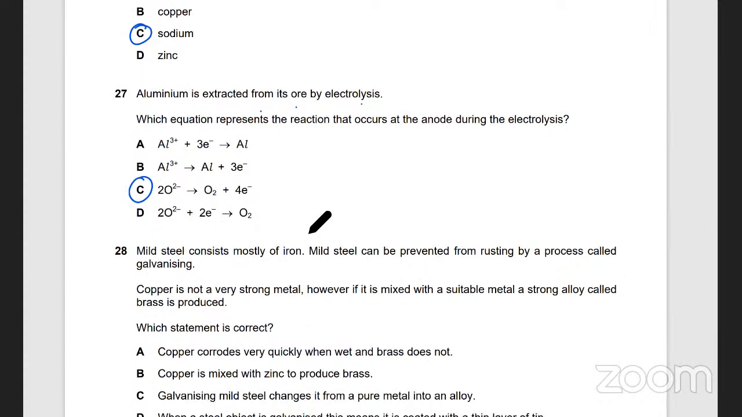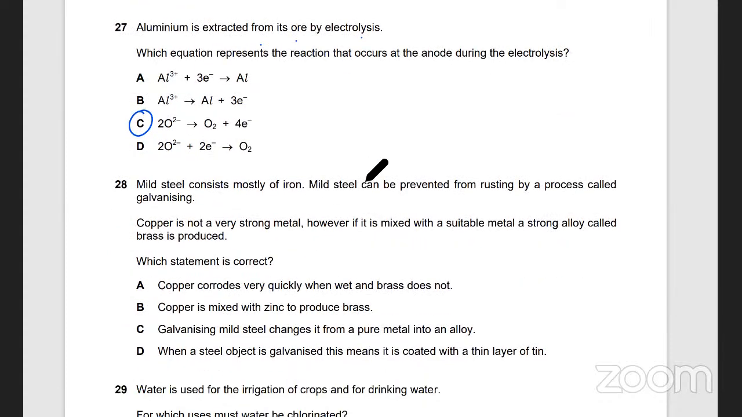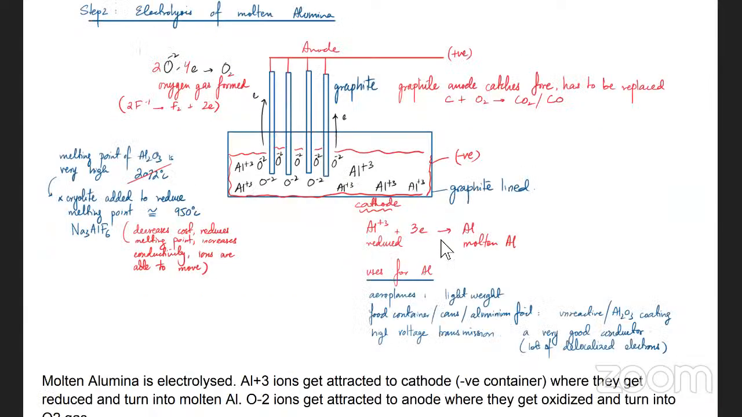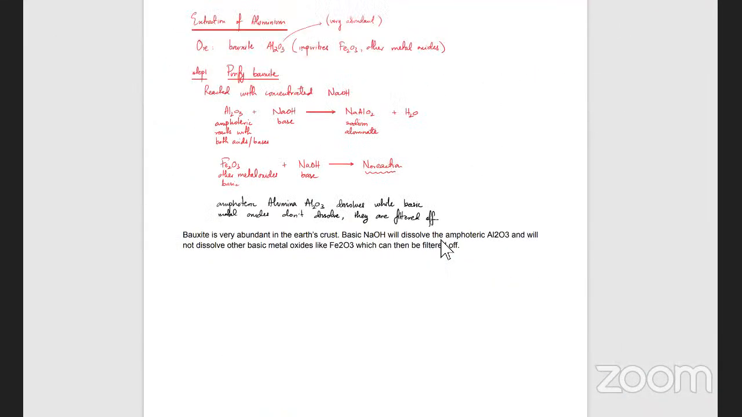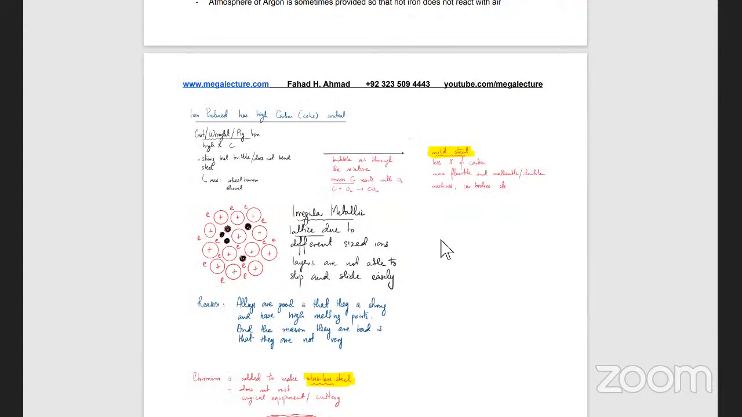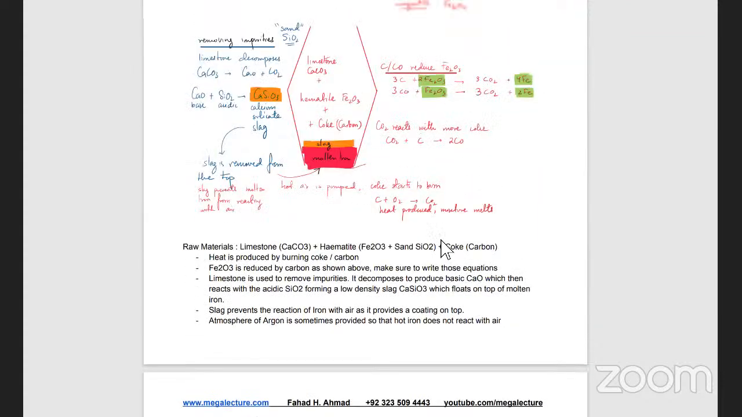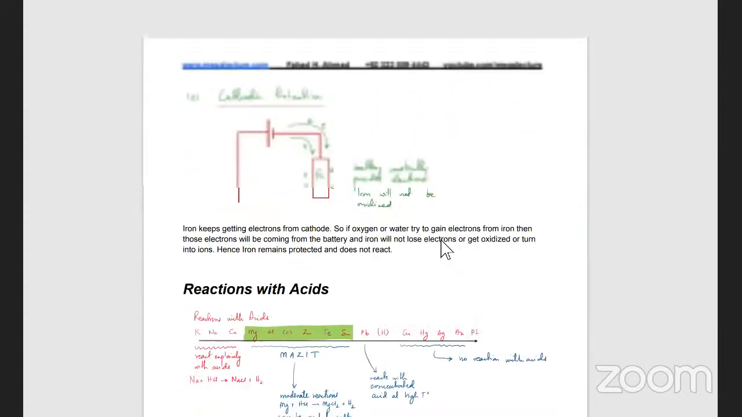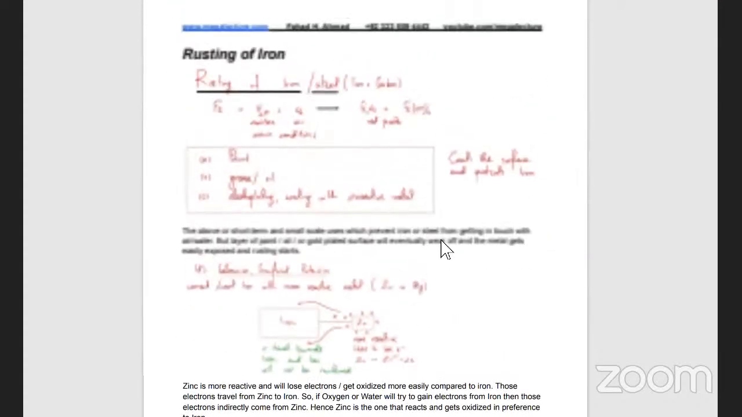और फिर है, mild steel consists mostly of iron. Mild steel can be prevented from rusting by a process called galvanizing. Copper is not a very strong metal. अच्छा, माइल्ड स्टील वो कह रहे galvanizing, ठीक है। तो galvanizing में क्या होता था? वो रस्टिंग ऑफ आयरन? Yeah, they paint it. नहीं, वो तो there were a lot of options, but what was galvanizing?